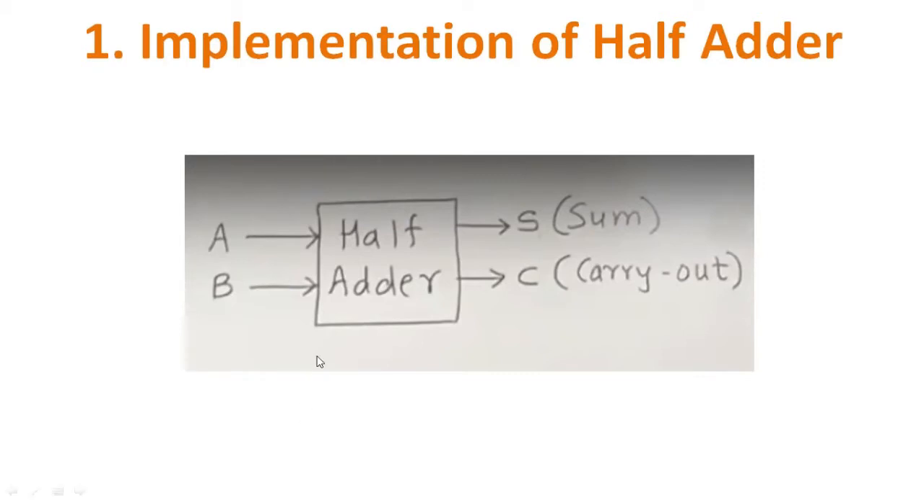So half adder consists of 2 inputs and 2 outputs. Inputs are A and B, outputs are sum and carry out. Here you can give any name at the input side, that is X, Y, anything. Half adder consists of only 2 inputs. We don't consider the third input, that is carry in. So carry in will be considered in full adder. So this is just the logic symbol of half adder. Now let us see the truth table of half adder.